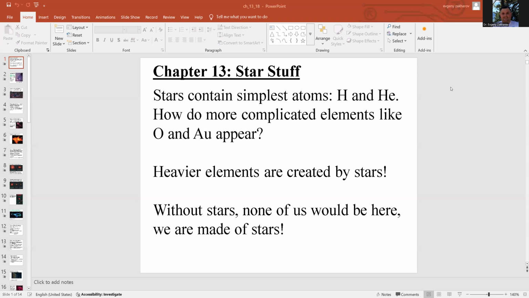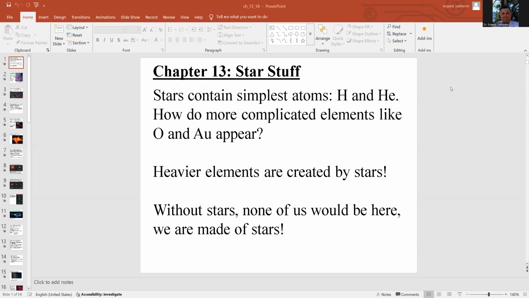Remember the Big Bang Theory? It all starts with hydrogen and helium, and then all the advanced elements, say carbon, nitrogen, oxygen, gold, silver, platinum, those are the result of nuclear fusion that runs inside cores of stars. And without stars, essentially, we wouldn't exist because we are made of water. Water is H2O. And for oxygen, you need nuclear fusion.